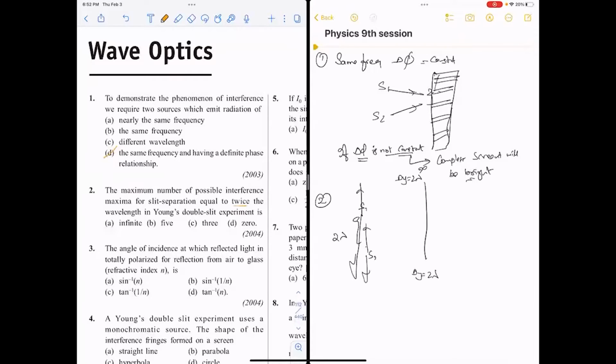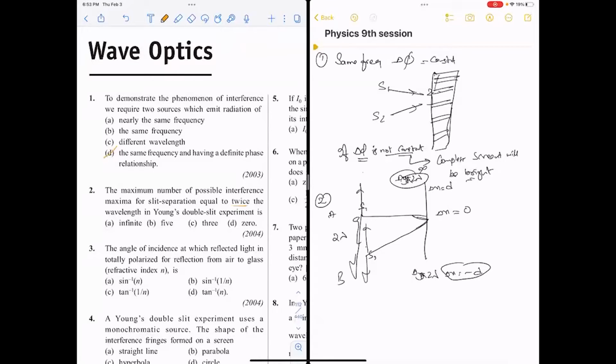If someone asks you what is the minimum path difference, at exactly the center of the screen, how much? Delta x is equal to 0. At infinity, delta x is equal to the gap d, and here delta x is equal to minus d. That means if you do a minus b, when you're going up, b travels more than a. When you're going down, a has to travel more. Are you able to understand question number 2?